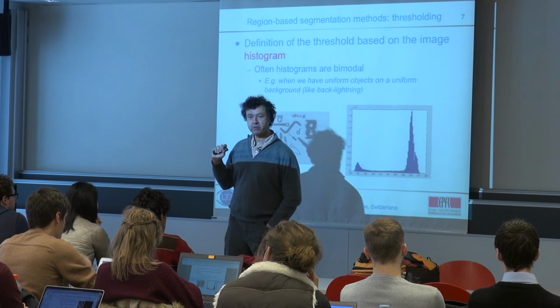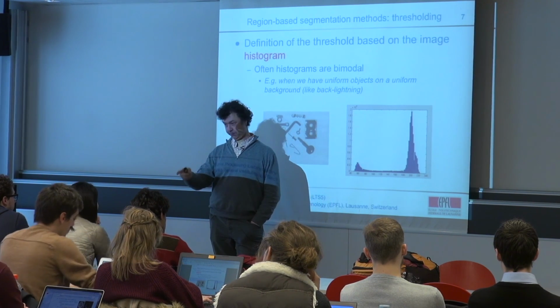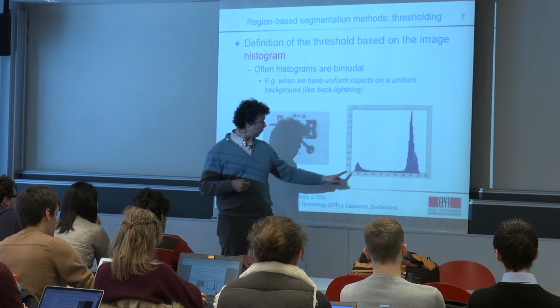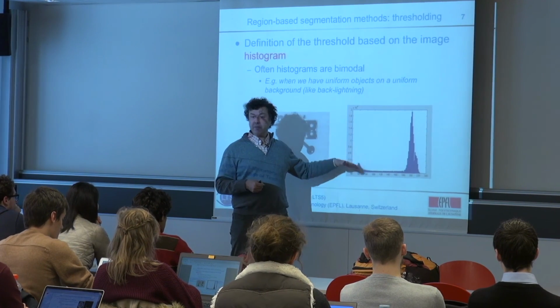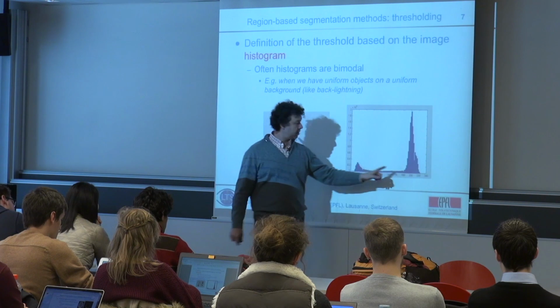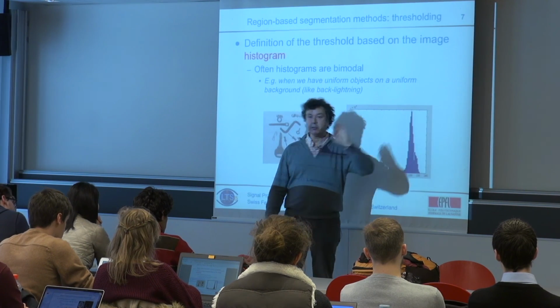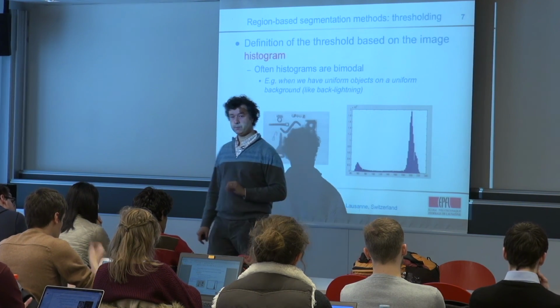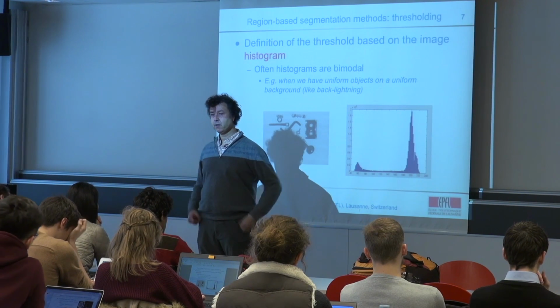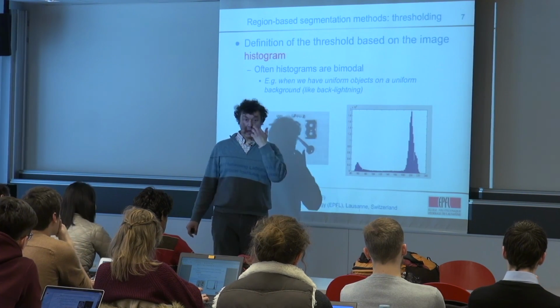What would be the histogram if the image would be crystal clean? 2 peaks. 1 peak here, amplitude being the number of black pixels. 1 peak here, amplitude being the number of white pixels. Sharp peaks. Why isn't it the case? Well, because we have noise.